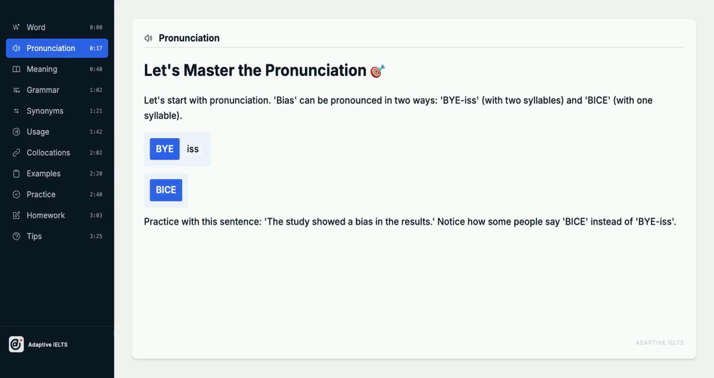Bias can be pronounced in two ways: bi-is with two syllables and bis with one syllable. The phonetic breakdown for the two-syllable pronunciation is bai, stressed, is. Practice with this sentence. The study showed a bias in the results. Notice how some people say bicy instead of bias.